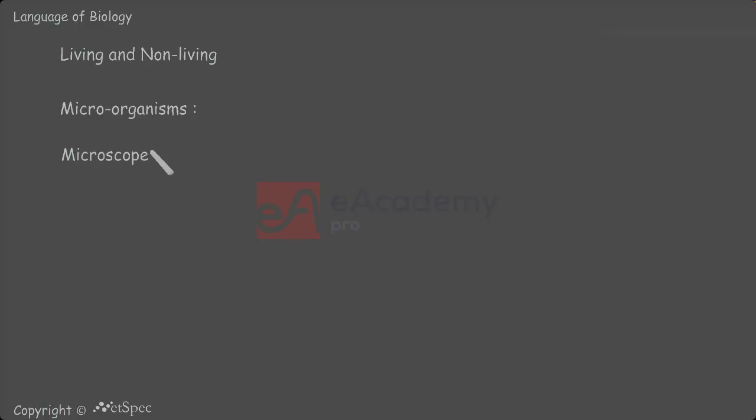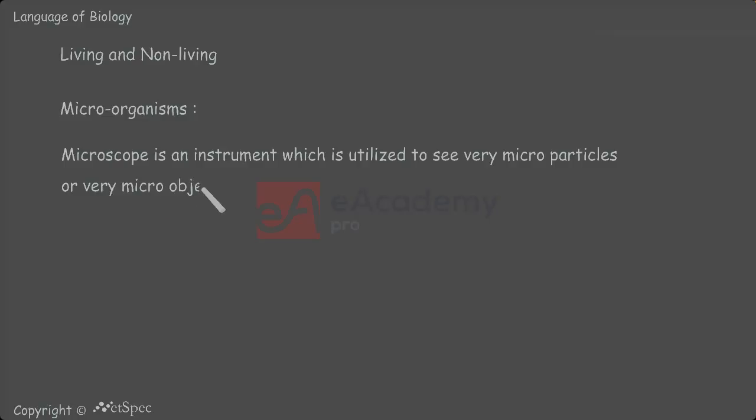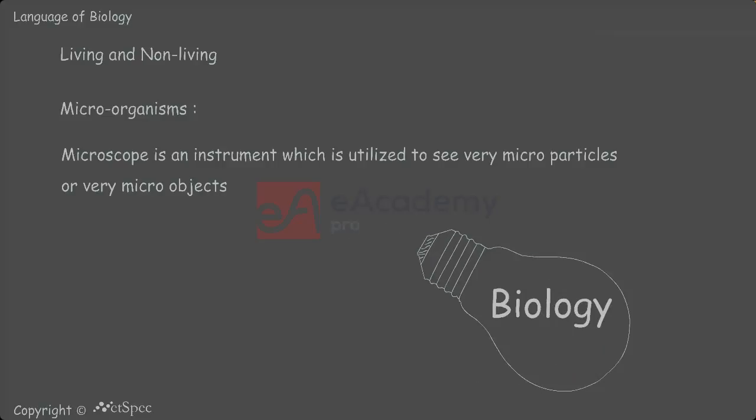A microscope is an instrument which is utilized to see very tiny particles or very tiny objects. We can prepare our own microscope also. We can take a used electric bulb and remove its filament, and if we place it on our book, we can see larger letters. With it, we can find objects a little bit bigger.